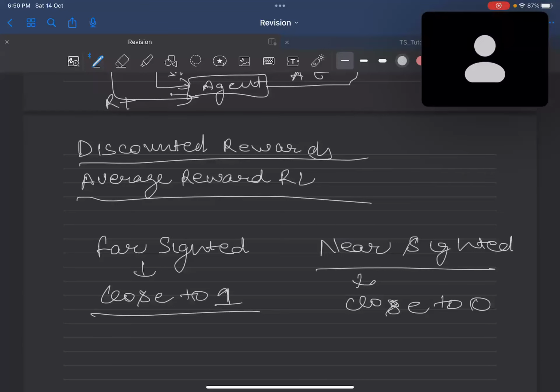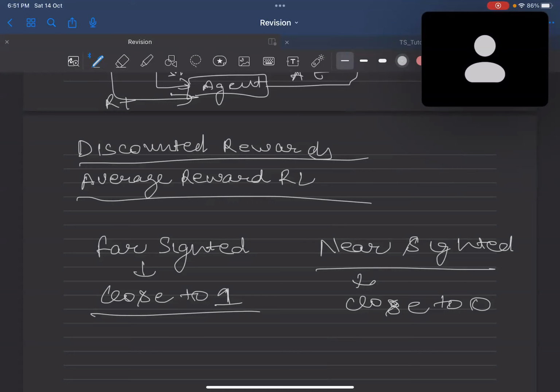Now, what is the average reward return? Can you tell me what the limitation of discounted reward is? Both have some pros and cons. How is each one better than the other? In which situation will each one apply? Come on, just a rough idea. What do you guys think?